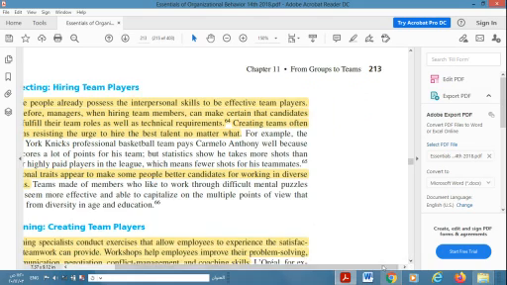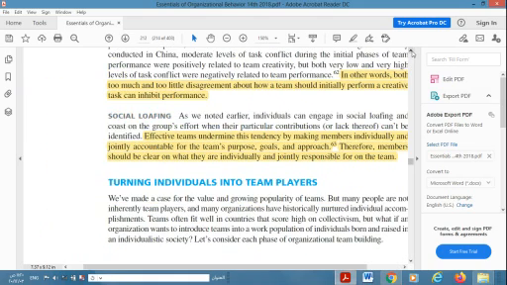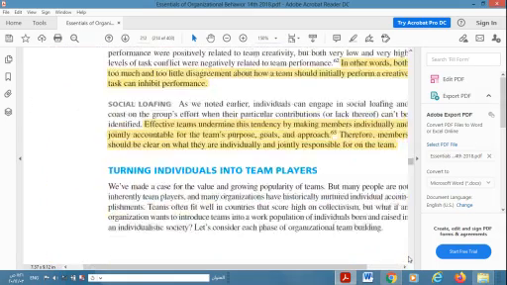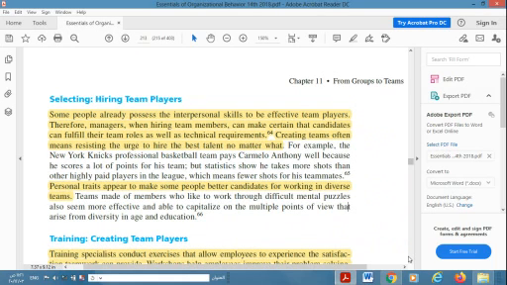Okay, the last topic related to this chapter, turning individuals into team players. When can we focus on, or rather turn, individual work into work within a team? I have stages. The first stage for turning individuals into team players, selecting or hiring team players. During the selecting process, we can test the individuals if they have a certain level of abilities, skills, personal traits or attitudes. Therefore, in this step the appropriate individuals are selected.